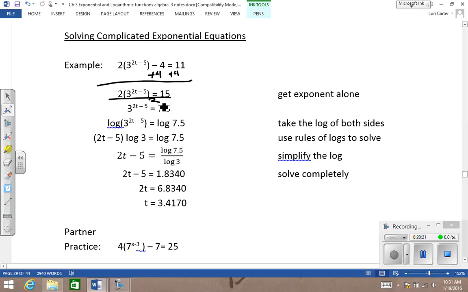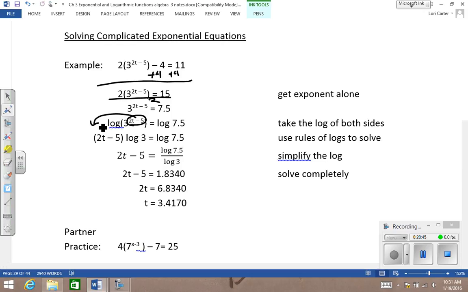How do I know to use natural log or log? There's no e, so I use just log. So you take the log of both sides. Okay, what is 2t minus 5? Where does it belong? Bring it down. It's your exponent, so it goes in front. Now, log of 3 is just a number.